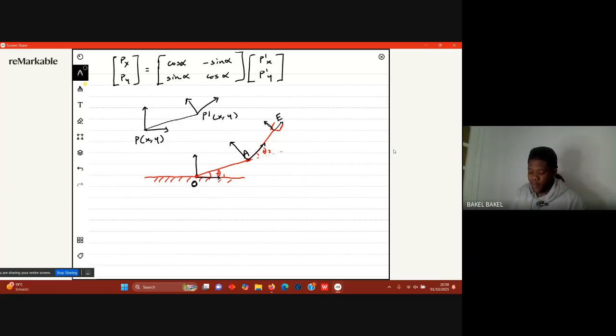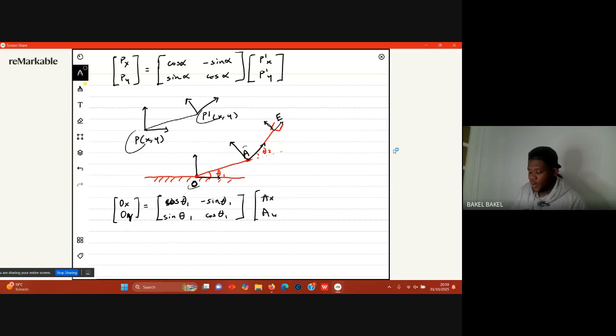Now, instead of using P and P prime, let's deal with O and A. We will now have OX, OY, would be equal to cos theta 1, minus sine theta 1, sine theta 1, cos theta 1, times AX, AY.